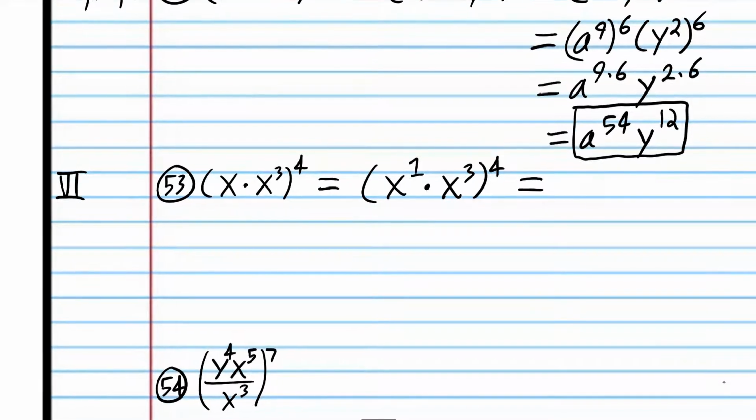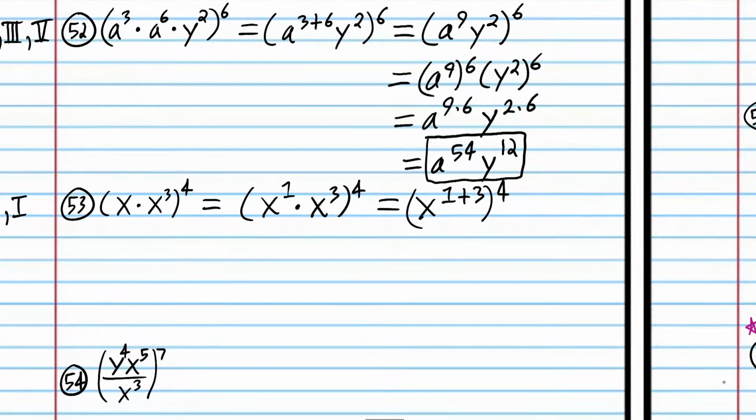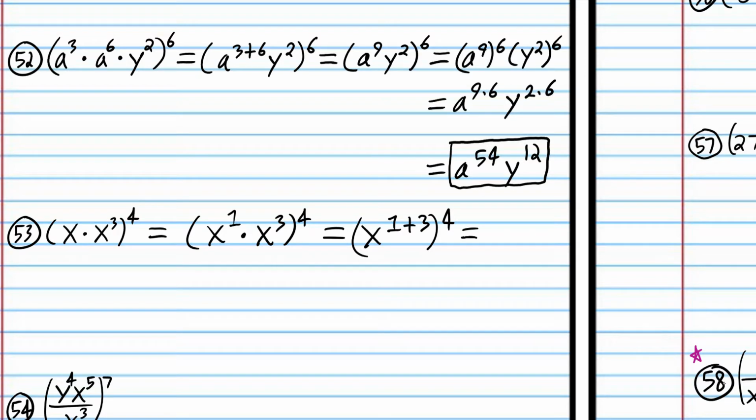And now we can use rule number 1 because we have the same base in the middle part. Here we have the same base inside there. We can combine those with rule number 1, which tells us if you're multiplying powers, you just add the exponents. And so we add those exponents and we get x to the 4th power raised to the 4th power.